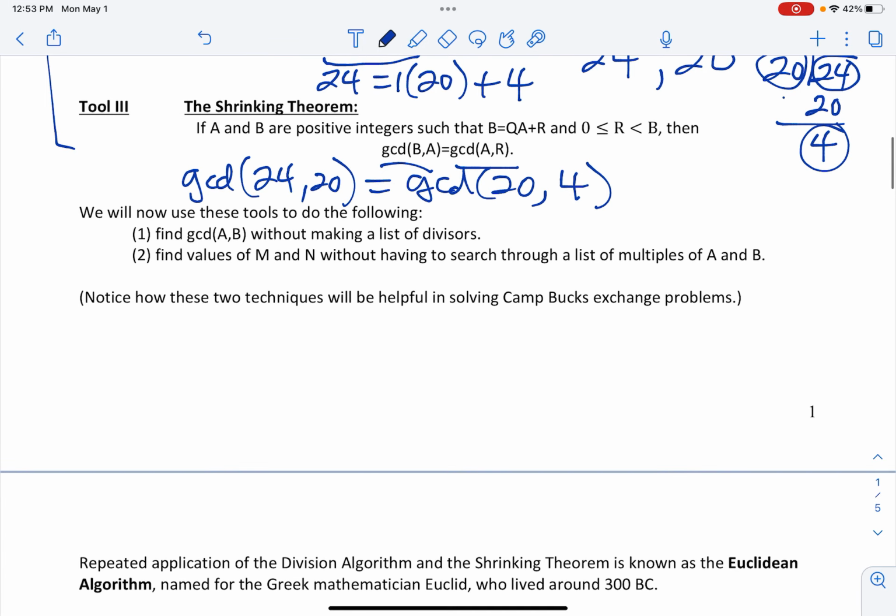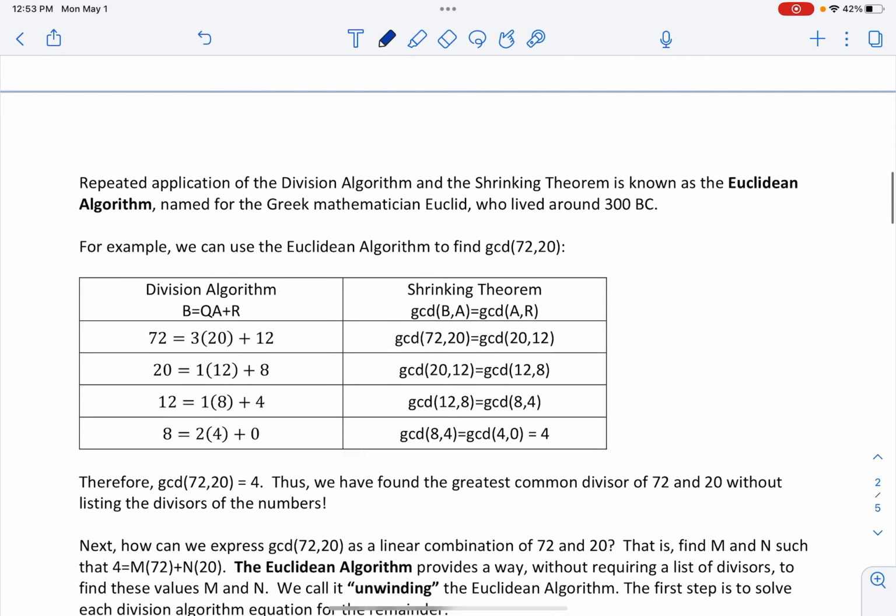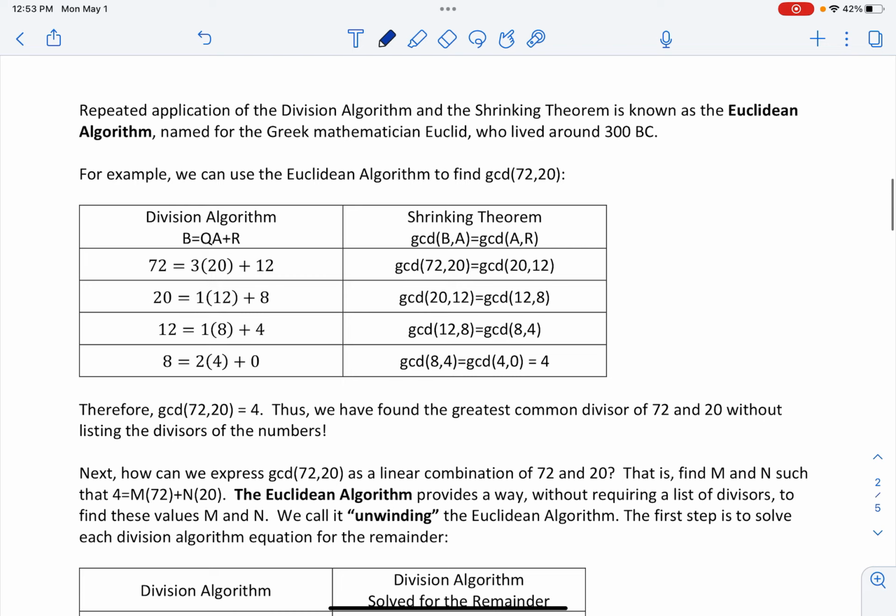So let's get to some of the problems. And here's an example that I came up with. The combination of what I just did there, the division algorithm and the shrinking theorem, is known as the Euclidean algorithm. So for example, let's do a new one.